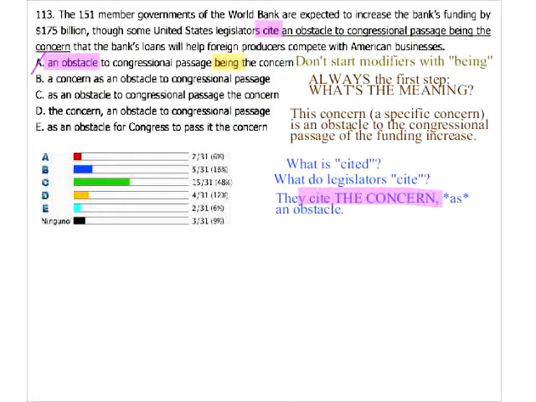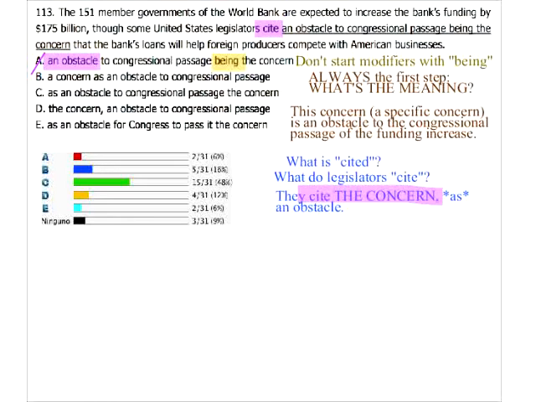I mean, you can use that as an actual verb, like this person is being videotaped. But in a modifier, we haven't seen that ever happen in an official problem. But they're not citing an obstacle, they're citing the concern. What about a concern? What's the issue there?